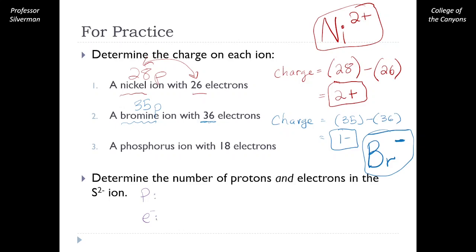The first part, actually good news. The number of protons, we can look at the periodic table. Sulfur is number 16. It has to have exactly 16 protons.